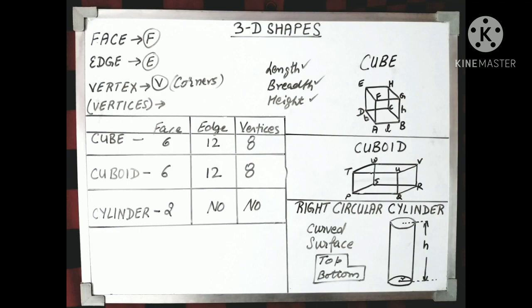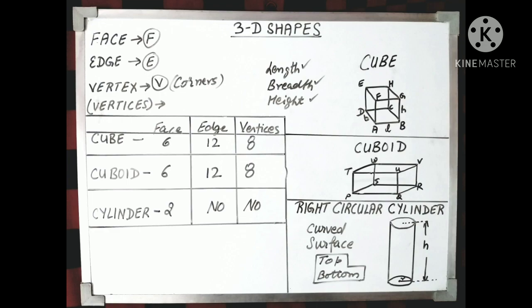Then we have the vertices. We have E, F, G, H and A, B, C, D as the vertices. And then we have the edges: EF, HG, AD, BC, EH, FG, CD, AB, FA, ED, HC and GB. I hope you got it. You can see the video again and get the things clear.